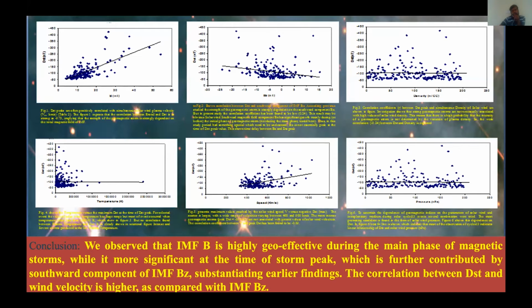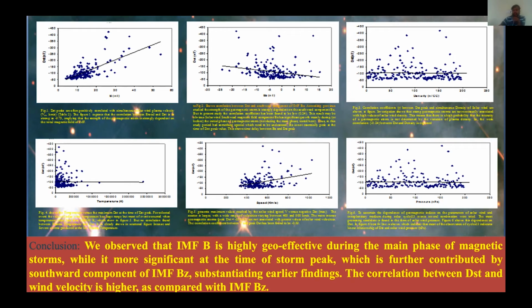Next slide, please. Here we did some statistical study. We find a correlation between the interplanetary magnetic field and the Dst. In the first figure, we took total magnetic field versus Dst, and we found a linear relationship between the Dst and the total magnetic field. We have also taken the Z component of the magnetic field, density, temperature, speed, and pressure.